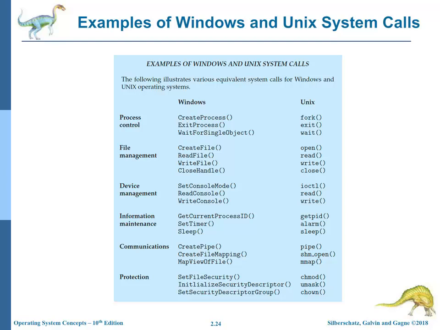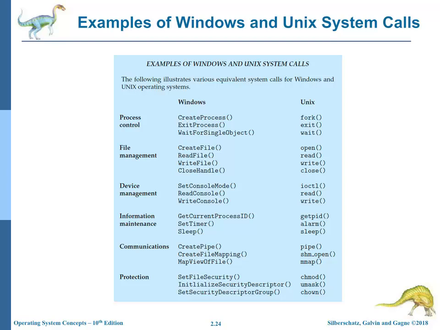For the communication system call, these are useful for inter-process communication. They also deal with creating and deleting a communication connection. So in Windows, we have CreatePipe, CreateFileMapping, MapViewOfFile. In Linux, we have pipe, shm_open, and mmap.